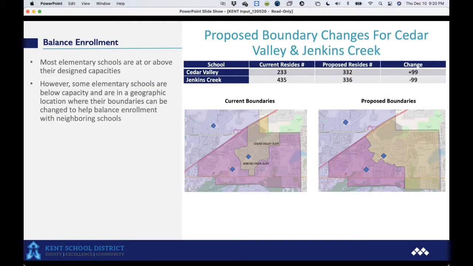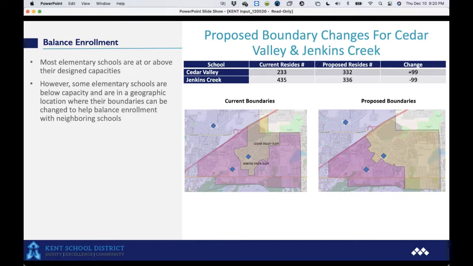Some proposed boundary changes to balance enrollment. Most elementary schools are at or above their design capacity. However, some elementary schools are below capacity or in geographic locations where their boundaries can be changed to help balance enrollment with neighboring schools. So the next few slides go over a few of those schools that we're proposing the boundaries change.